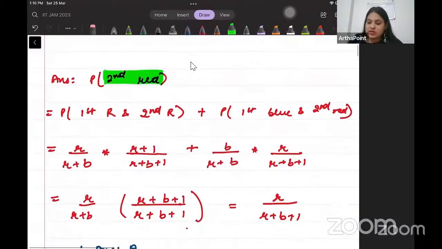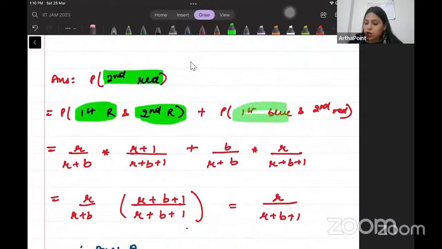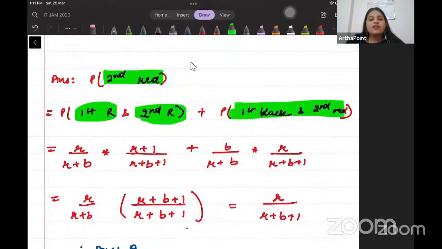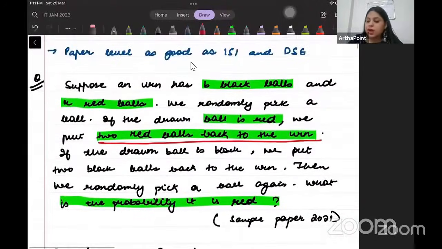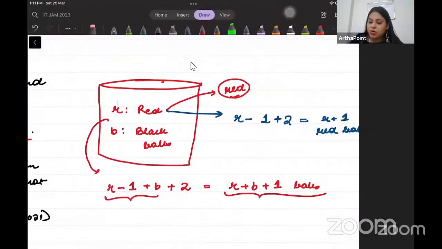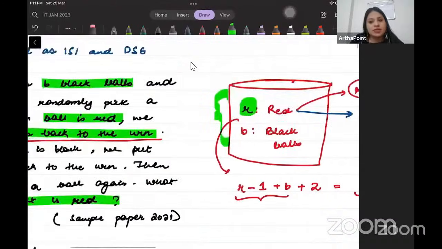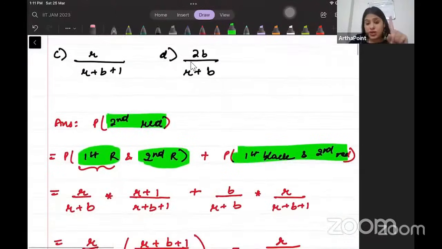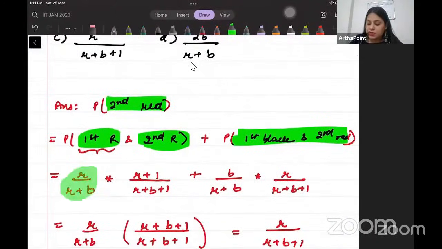So this is the case. The first ball drawn is red and the second ball drawn is red. Or the first ball that I drew was black. Make sure that you just keep the same color, please. The first ball that I drew was black and the second ball I drew was red. So first of all, find out the probability that I am drawing the first ball as red. So first case, when I first draw the ball, there were R red balls and total number of balls were R plus B. So if I have to draw the first red ball, the probability will be R upon R plus B.